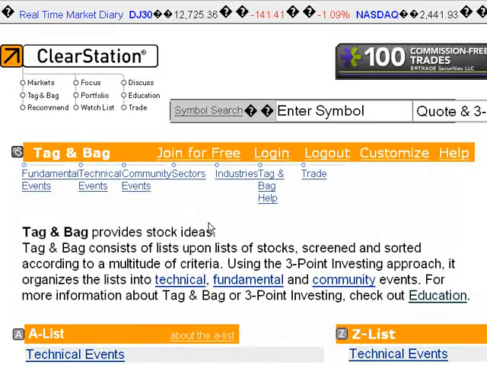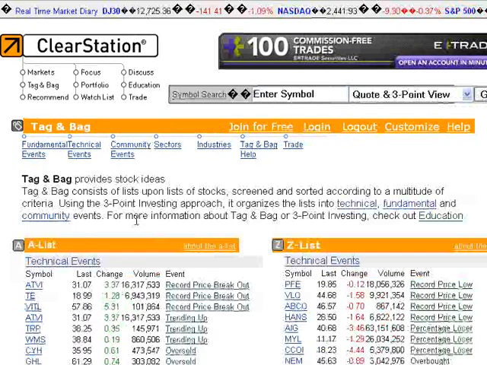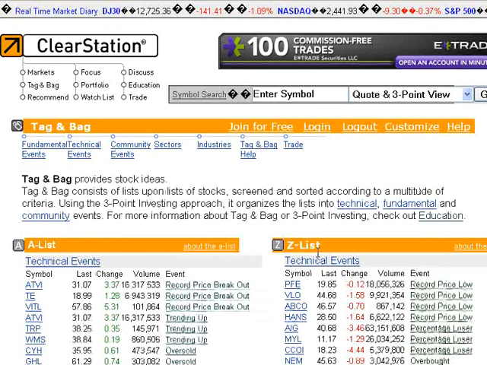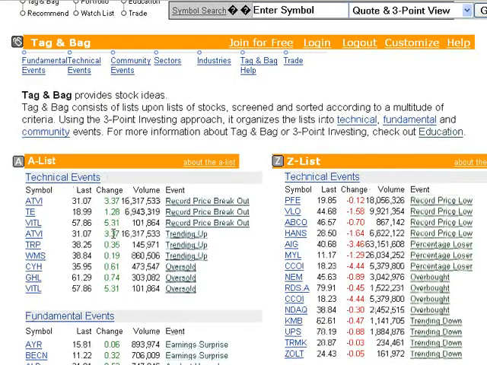And as you noticed, I've zoomed my screen in so that you can see a little bit better. What they have on this screen is the A list and the Z list, left and right side. The A list obviously is for stocks that are going up and doing well, and the Z list is for stocks that are going down and not doing so well. So for this strategy, we're going to look on the A list, which is on the left-hand side here.